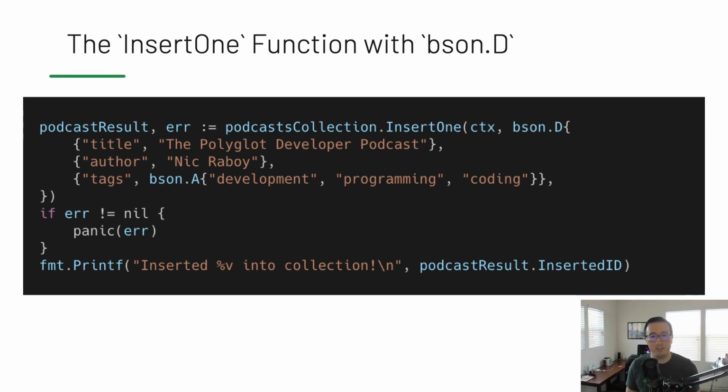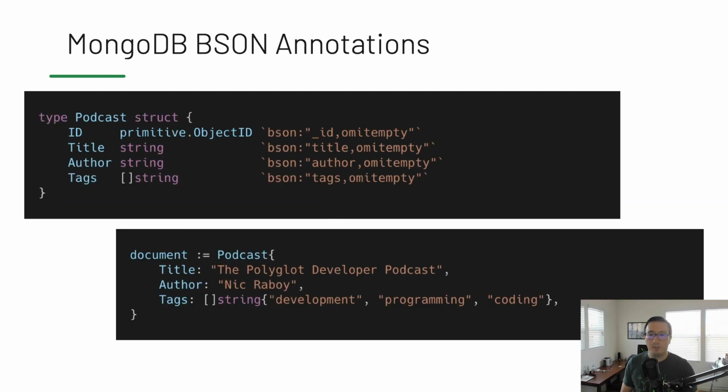It's not the only way to do business, though. We don't have to use bson.d when it comes to the Go driver for MongoDB and our documents. So the Go driver also offers bson annotations for our native Go data structures. So in Go, there's a lot of different opportunities when it comes to annotations. You could use JSON, XML, there's CSV, there's probably a ton of other ones as well. The Go driver for MongoDB gives us bson.